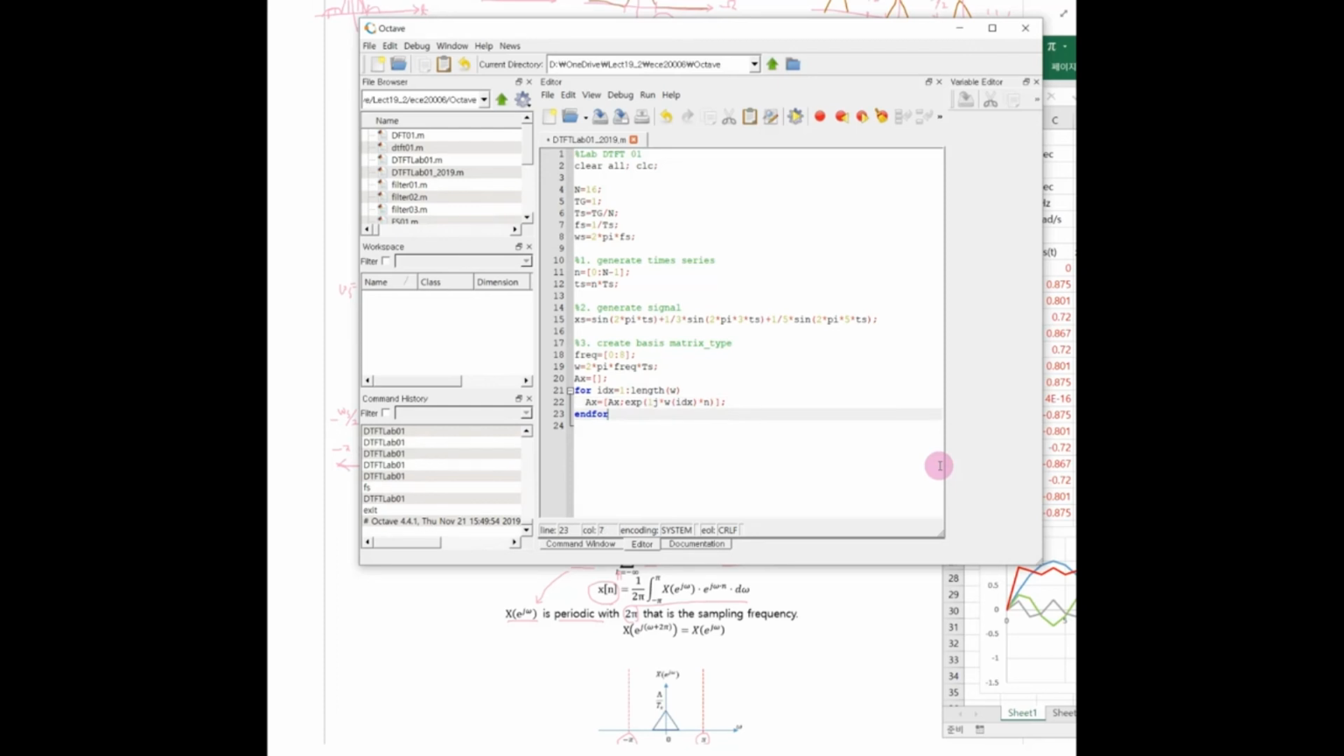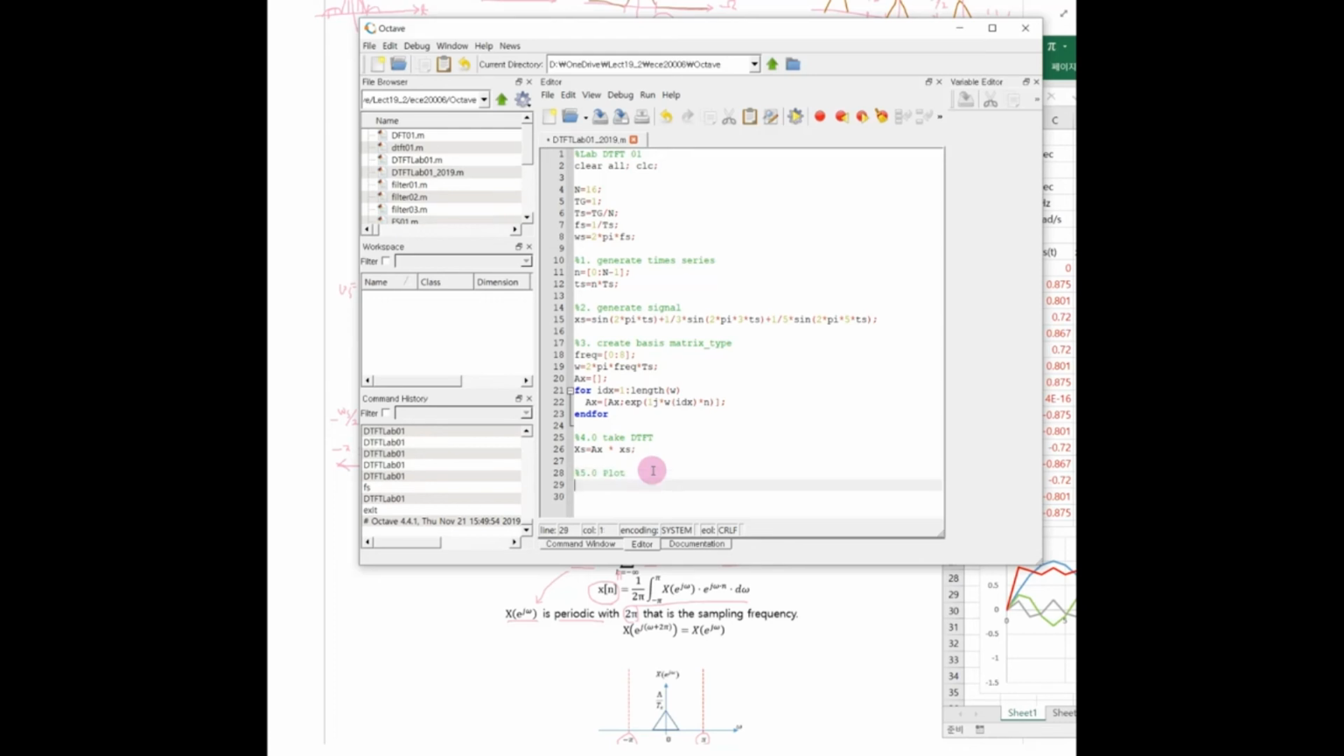Okay, I created the basis matrix. Then I can take the DTFT. The DTFT is possible now. The DTFT is just like this way: Xs is found by A times xs. As I told you, this means the DTFT operation by taking the matrix. And finally, I would like to check that it is working correctly.